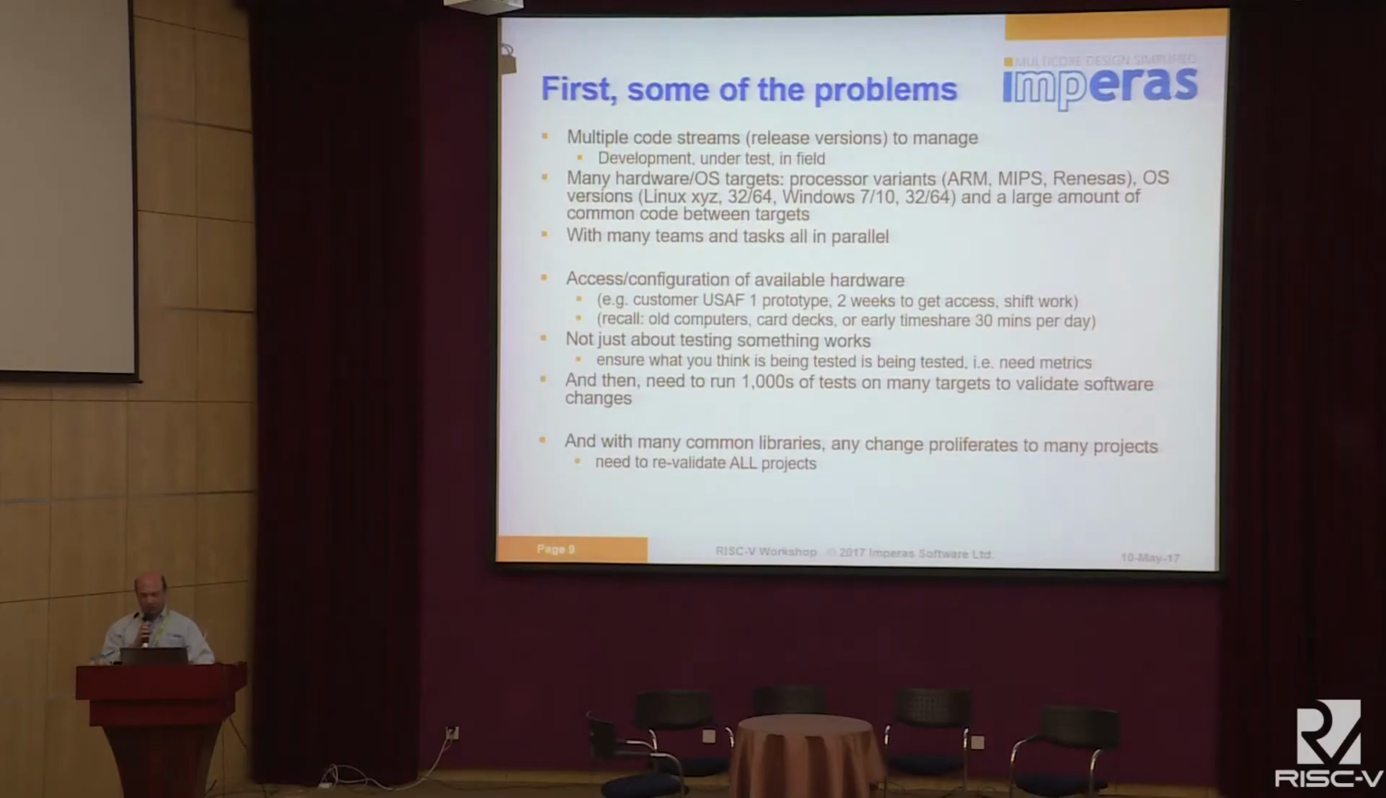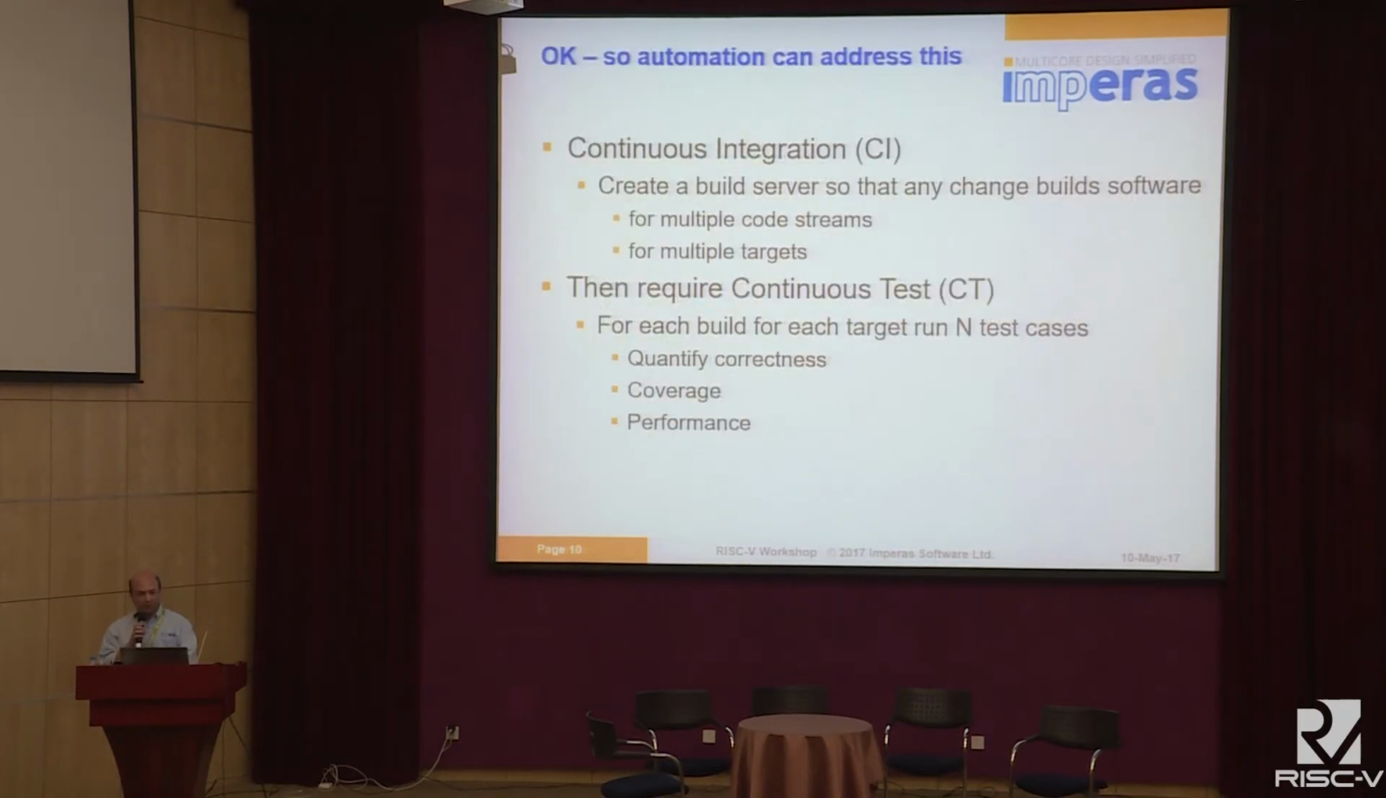So this is also not just about testing that something works, but ensuring what you think is being tested actually gets tested. And then running literally thousands of tests on many targets to validate the software changes. And with the common libraries and the different processors, you need to revalidate on all the projects. So automation can address this. Continuous integration, continuous test.